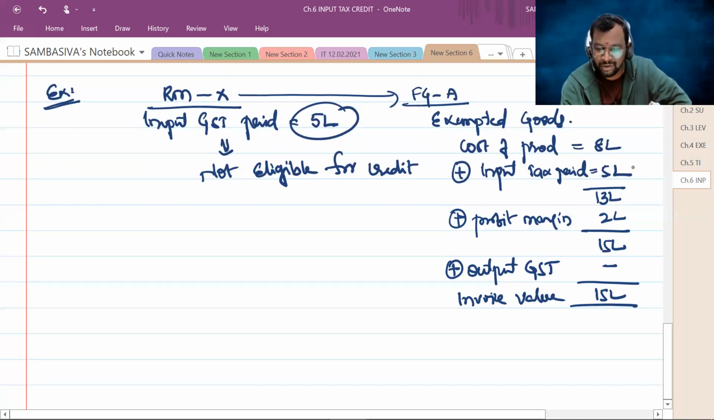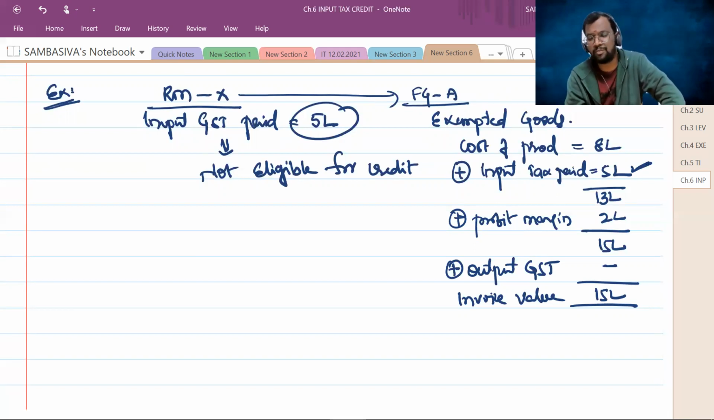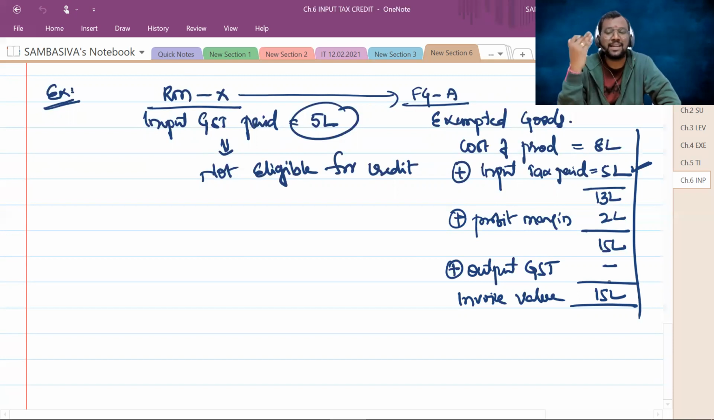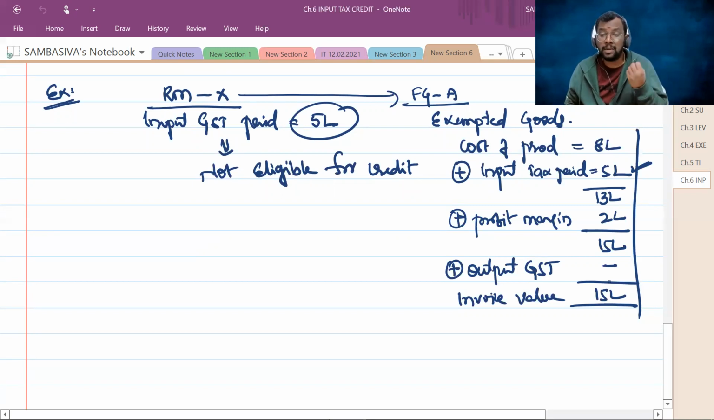Though you have added the input taxes paid on purchase of the raw materials to your cost of production, there is no cascading effect of taxes in this transaction, because your output GST liability is zero, because your output good, that is finished goods A, is an exempted good. So as long as your output goods or output services are exempted from GST, you are not eligible for input tax credit.